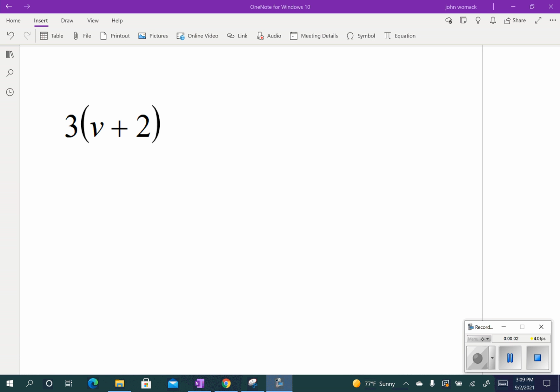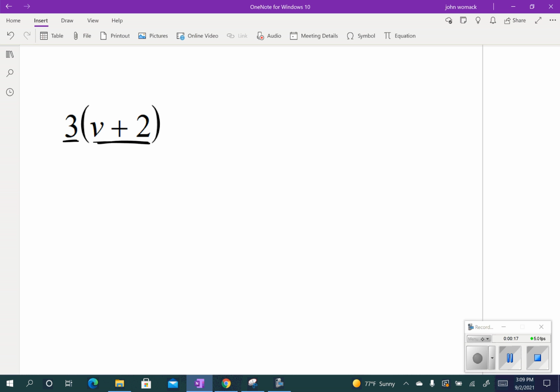Section 2.2 is multiplying polynomials. So if I take two polynomials, here's an example. I have 3 and v plus 2, and I want to multiply them together. 3 is a monomial, and v plus 2 is a binomial. We want to multiply them.